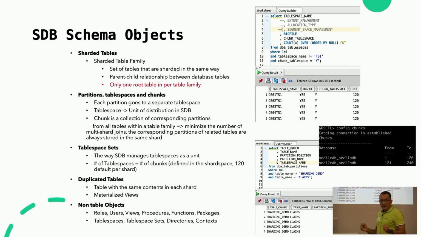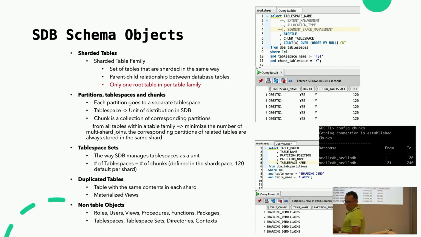Now, sharding is based on partitioning, which means that each partition will go to its own dedicated tablespace. So you might say, okay, if I have hundreds of partitions, do I need to create hundreds of tablespaces? Yes, but to automate this, there is a new command called tablespace sets. If you create a particular tablespace set, in the backend Oracle will actually create X amount of tablespaces, and this number is directly proportional to the number of chunks in your database. In this case it's 120, and the default per database is 120.